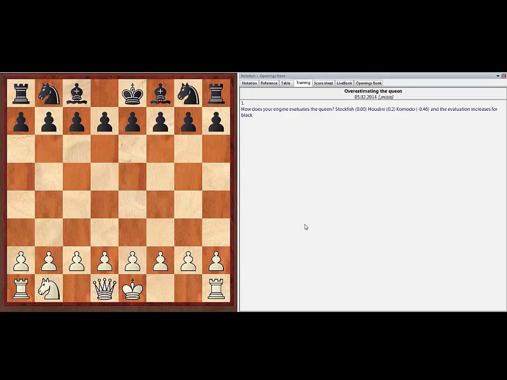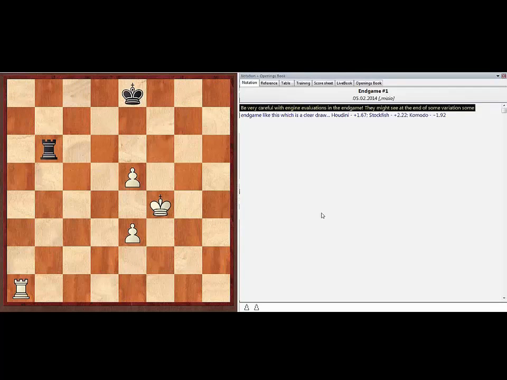And a few more positions I want to show you are endgames. Endgames are, in my opinion, like terra incognita for the engines. So this is the position. It doesn't matter whose move it is. In this case, it is white to move. This is a known theoretical draw.